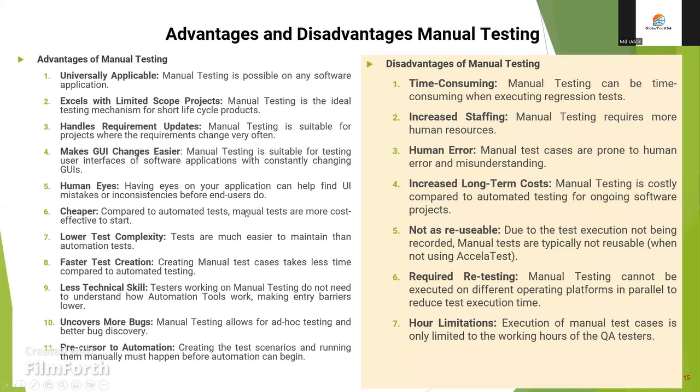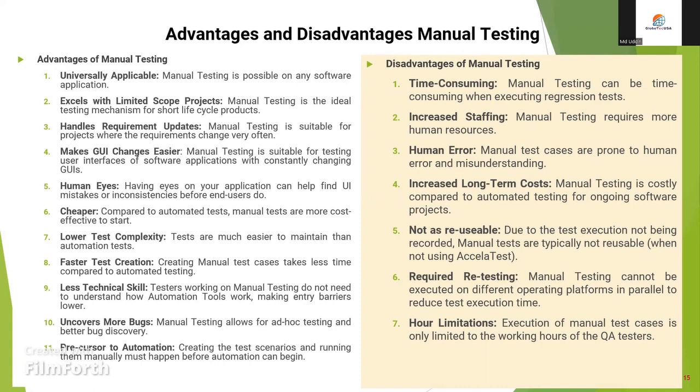So what are the advantages and disadvantages of manual testing? The advantage of manual testing is that it is universally applicable, meaning you can use the manual test process anywhere, in any application. It excels with limited scope projects; manual testing is the ideal mechanism for short life cycle products, short projects. And it handles requirement updates: manually you can handle project updates if there are requirement changes.